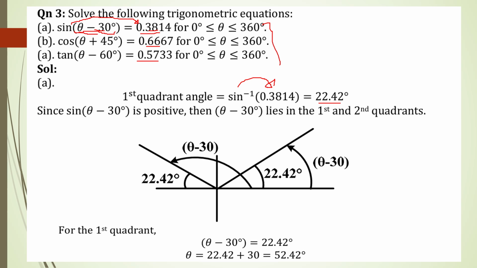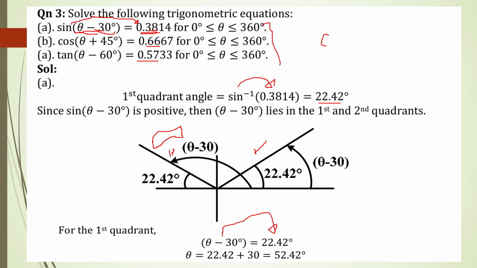So that means that the first angle that you have got is 22.42 degrees. Since the expression of sine which they gave us is positive, we have to get two angles. The first from the region where all trig identities are positive, and the second from a region where sine expressions are positive. So one is going to be 180 minus theta, and the other one is going to be 22.42. For the first quadrant, our angle is going to be equal to 22.42 degrees.